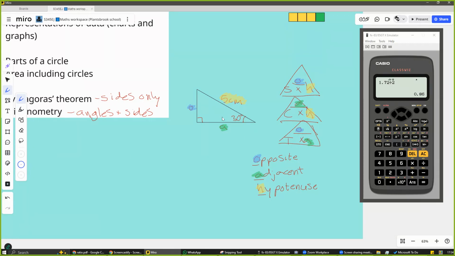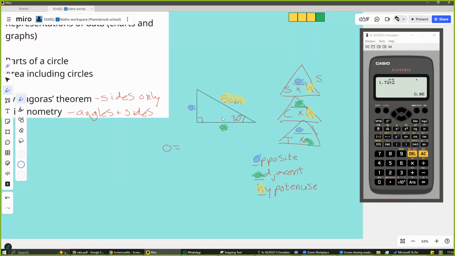Now, if I wanted you to find out this side here, opposite the angle, then you have the hypotenuse and you're being asked to work out the opposite. So the formula triangle you want to use is the top one, because that has the hypotenuse and the opposite. So what does the S stand for? Well, the S stands for sine theta, or in this case, sine 30. The C in that one would stand for cos theta, and the T would stand for tan theta.